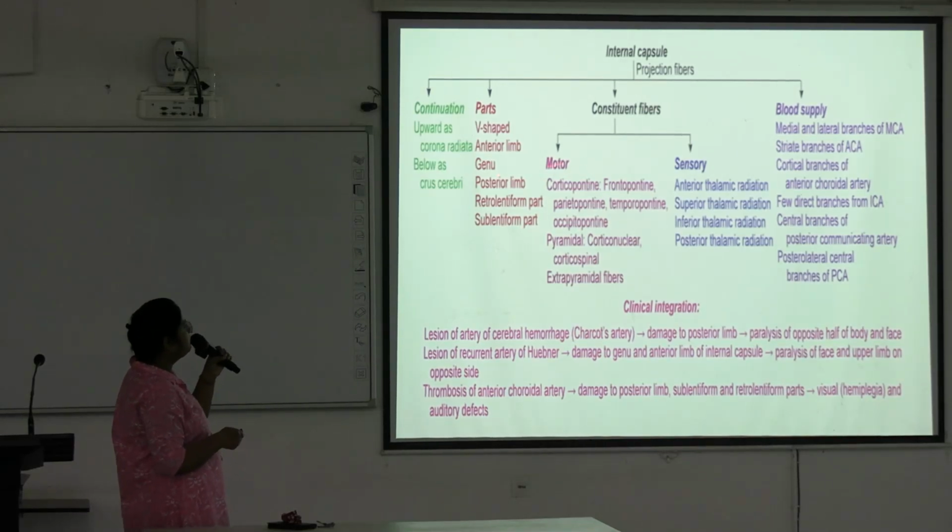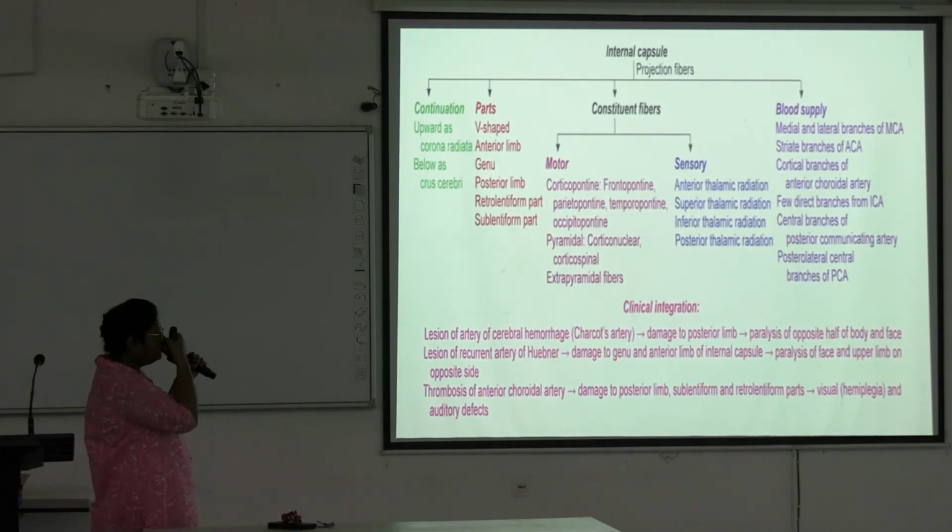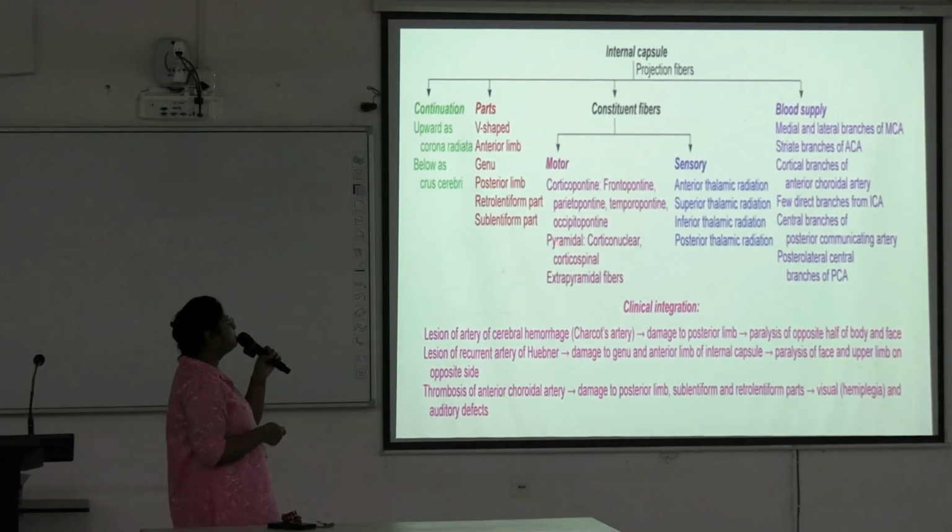Motor fibers are corticopontine fibers. Corticopontine means they come from all the lobes of the cerebral cortex, so frontopontine, parietopontine, temporopontine, occipitopontine. All these are corticopontine fibers. Next, pyramidal fibers are corticonuclear and corticospinal.